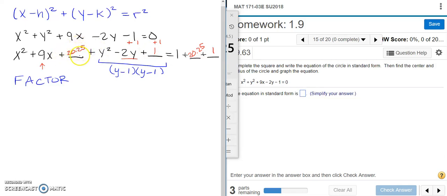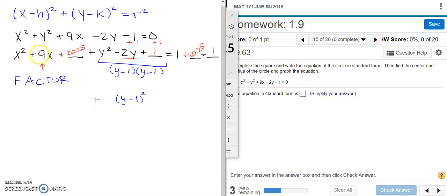It's called completing the square. We're making this a perfect square trinomial so that it factors into the same parentheses squared, right? Because that's the format that we're looking for in our standard form.